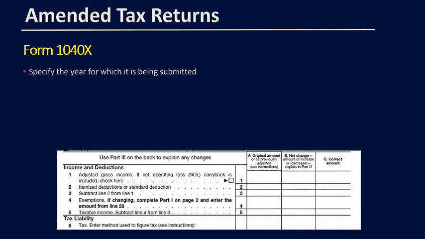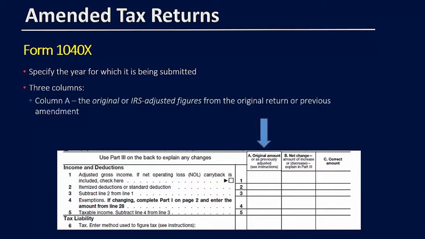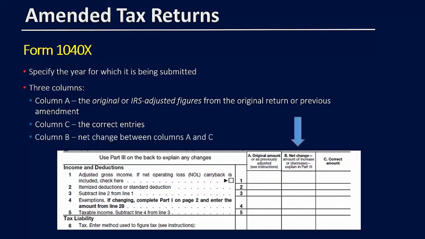On the Form 1040X, the amended tax return form, first you would specify the year for which the form is being submitted. There are three columns on the 1040X. Column A, the original or IRS adjusted figures from the original tax return or a previous amendment. Column C, which are the correct entries. And column B is the net change between column A and column C.